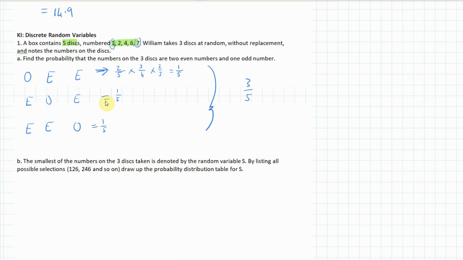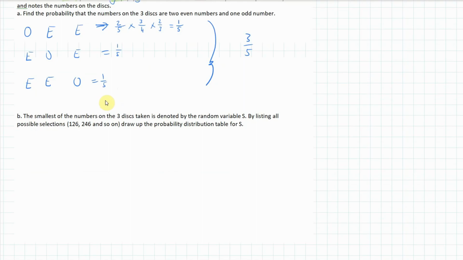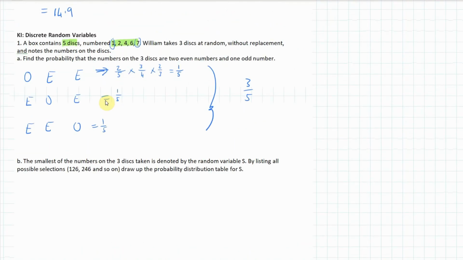Now, that takes us on to the next part, where the smallest of the numbers on the 3 discs taken is denoted by the random variable S. By listing all possible selections, 1, 2, 6, 2, 4, 6, and so on, draw up a probability distribution table. Okay, so what are the different ways?